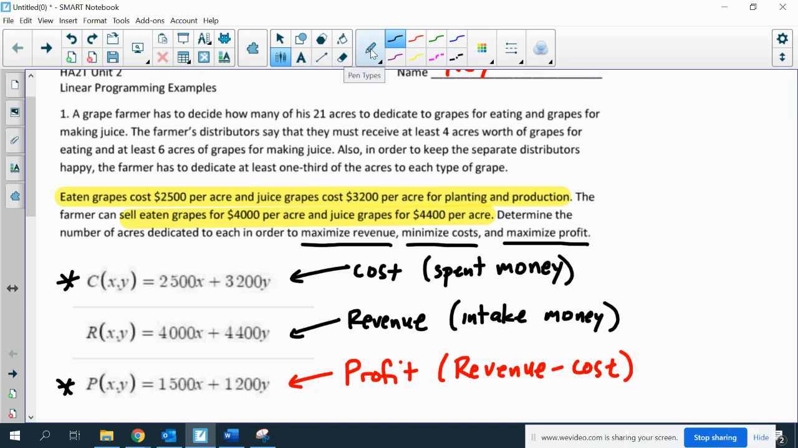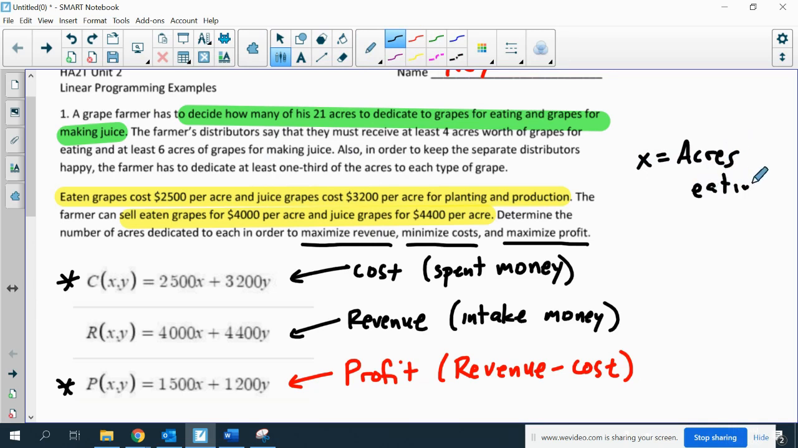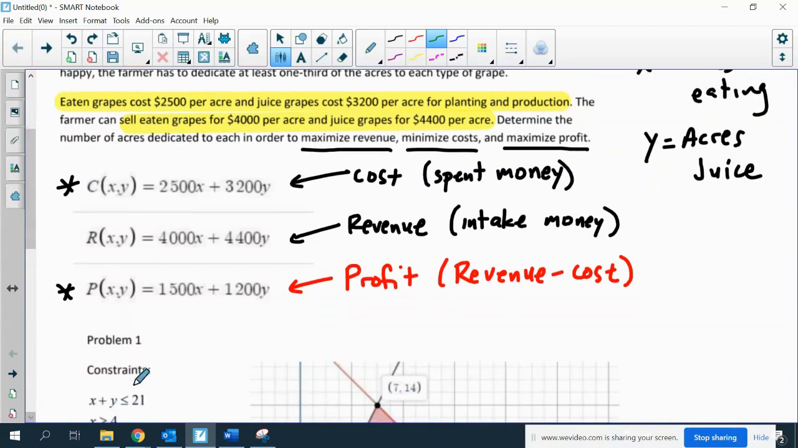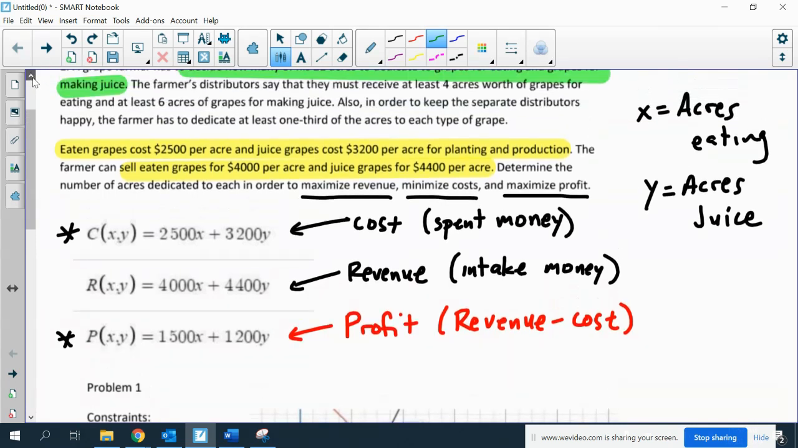Now, in terms of the constraints, we have several. Constraint number one, he has 21 acres for both eating and making juice. And by the way, I probably should have defined my variables already. So X are acres for eating, and Y are acres for the juice grapes. So if I have 21 acres for this, then that's going to be X plus Y must be less than or equal to 21, because the total amount of acres must be less than or equal to 21.